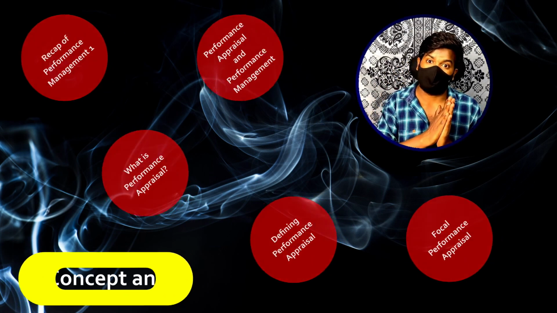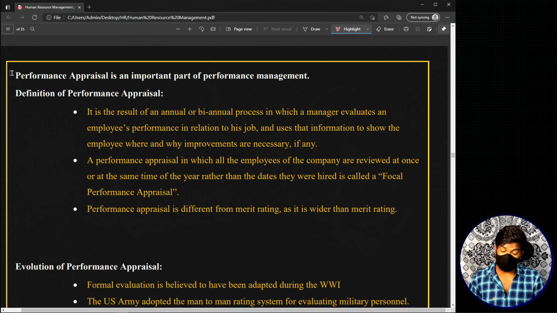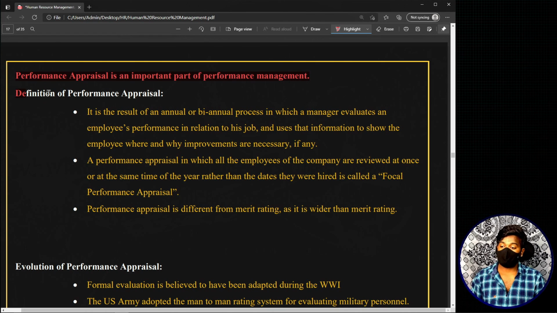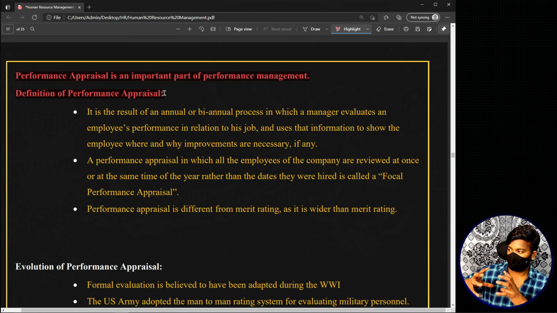Okay, now let's go. So performance appraisal is an important part of performance management, as I already discussed. Now let us talk about the definition of performance appraisal. We have looked at the simple explanation and the basic definition in simplified form. Now let's look at the actual definition of performance appraisal.